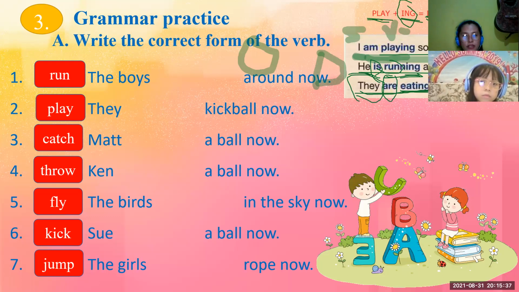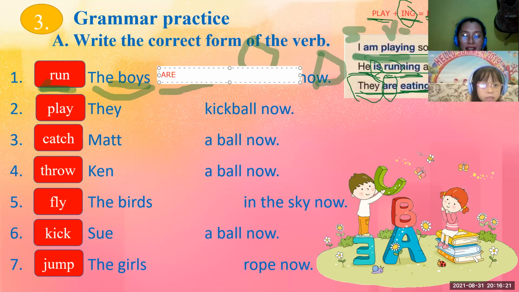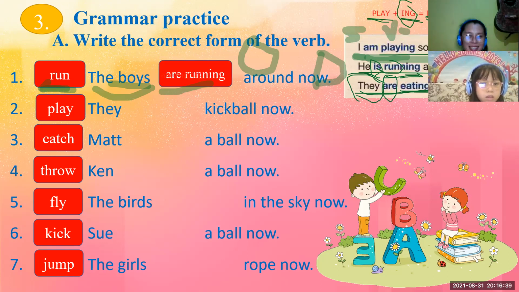Okay, you don't have, so let's try to answer this. Let's write the correct form of the verb. Before I let you answer, let's have an example first. The verb is run. The boys blank around now. Boys, one or many? Many. Is or are? Are. So are plus run plus ing, it will become running. The boys are running around now. Okay, do you see that one?